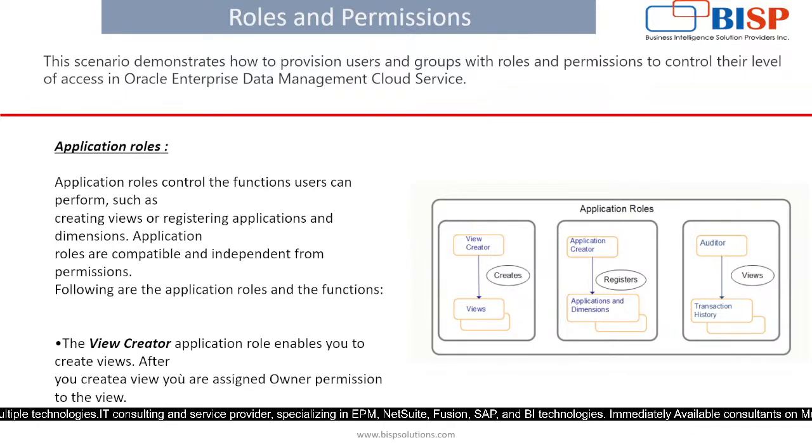Application roles are compatible with and independent from permissions. Following are the application roles and their functions. When you create a user, you have to enable the roles, that is, what role you are going to give that particular user. The view creator application role enables you to create views. After you create a view, you are assigned owner permission to the view.